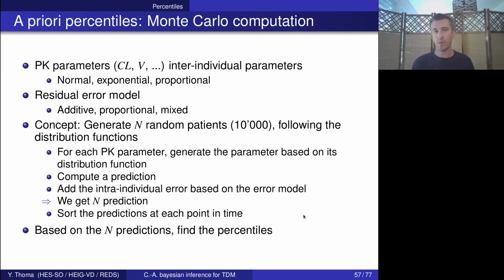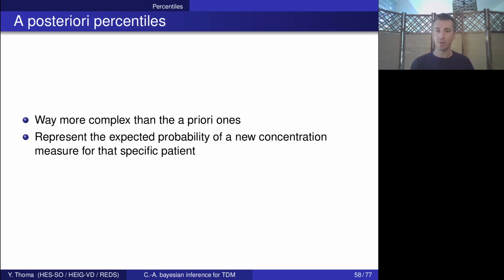And so how do we do this? We'll use this inter-individual parameter variability. We use the residual error model, and from that, actually, we generate a lot of random patients. So we generate 10,000 random patients based on this variability, and then we generate predictions for these patients, and then we sort this at each point in time to get exactly the percentiles we need. So it's quite computationally intensive in a sense.